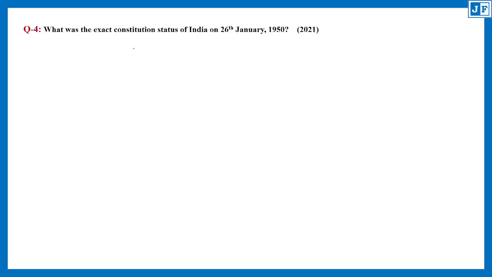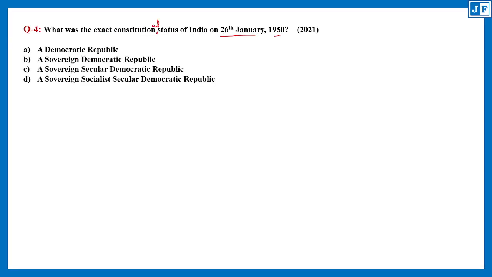Moving to our next question. What was the exact constitutional status of India on 26th January 1950? A democratic republic, a sovereign democratic republic, a sovereign secular democratic republic, a sovereign socialist secular democratic republic. It was asked in 2021. It is on the preamble of India. If you are aware about the 42nd Constitutional Amendment Act 1976, then you will be able to eliminate option C and option D, and the correct answer is B.